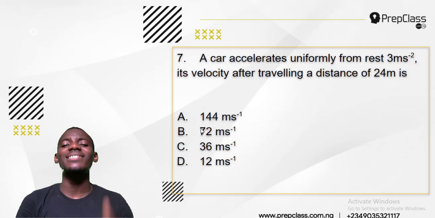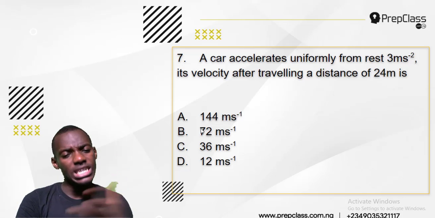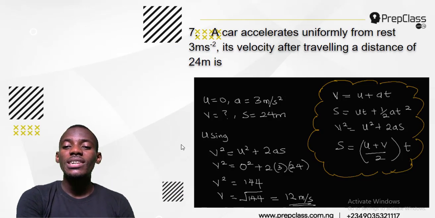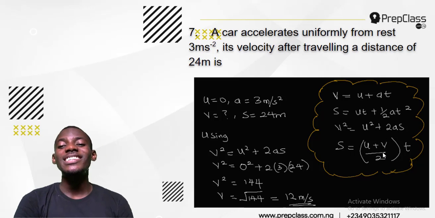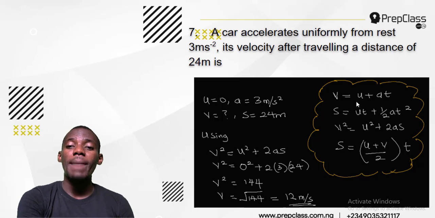Now what formula has acceleration, velocity, distance in it among the equations of motion? Which equation of motion has all of them? These are the 4 equations of motion: V equals U plus AT, S equals UT plus 1 over 2 AT square, V square equals U square plus 2AS, and S equals (U plus V) over 2 times T, right? My V is my final velocity, my U is my initial velocity, my A is acceleration, my T is time, and my S is distance.